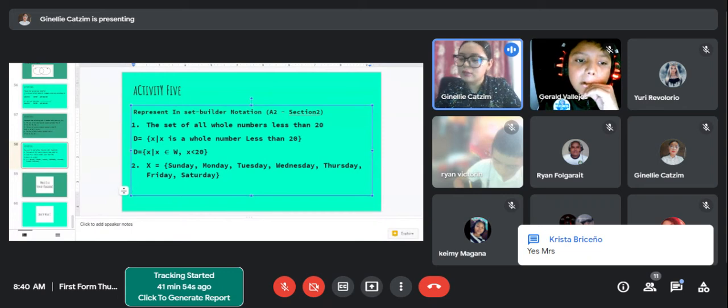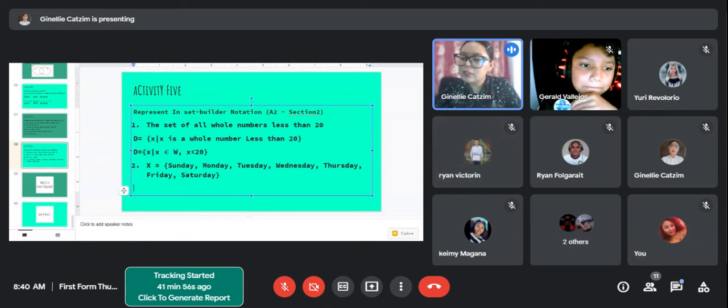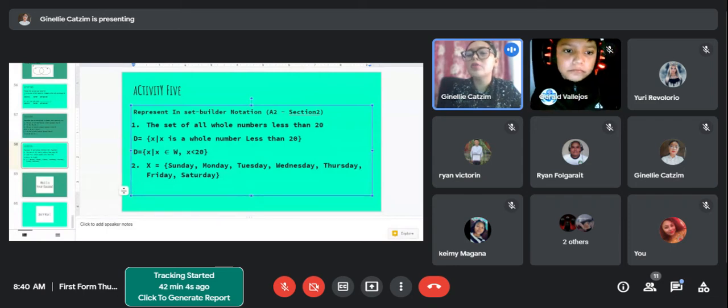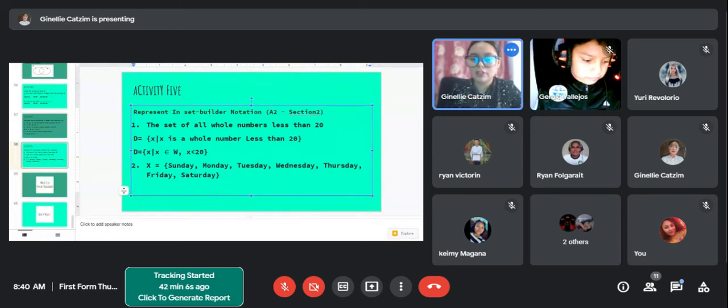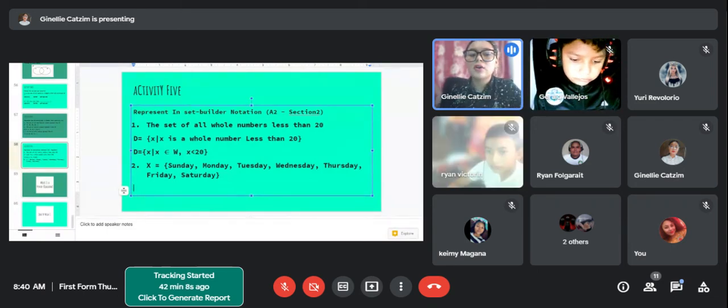How would we write that? Was it 19? Yuri, we are not talking about listing the elements, right? We are just trying to put it in a different notation. We are trying to represent the set differently, right?